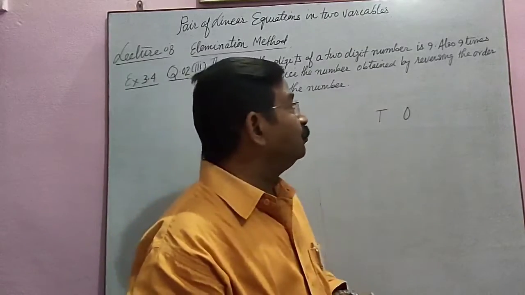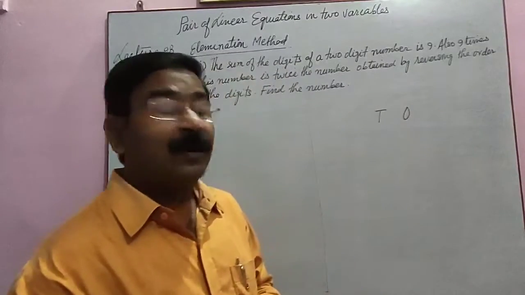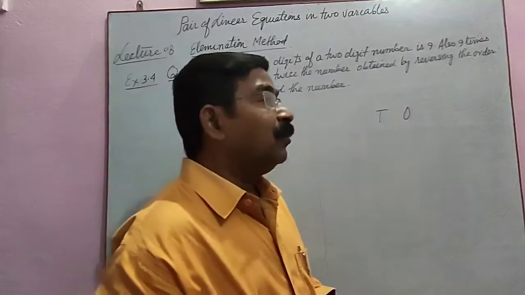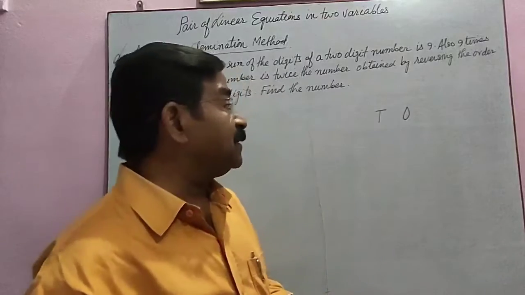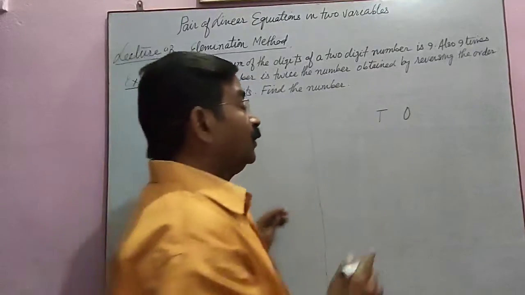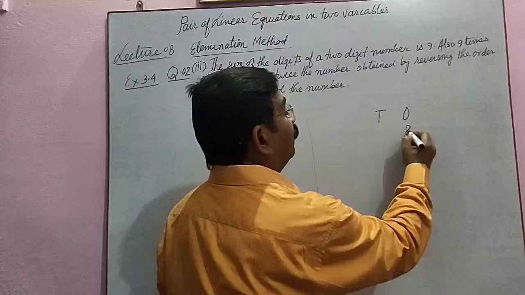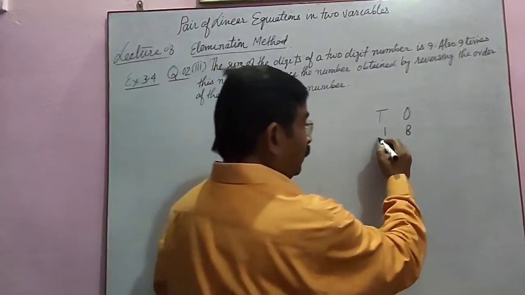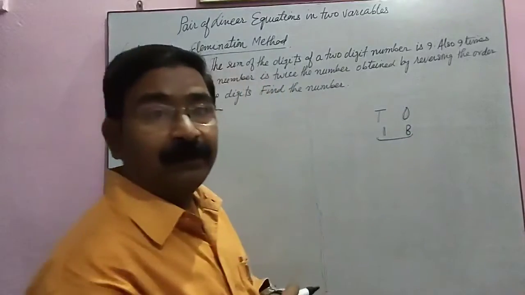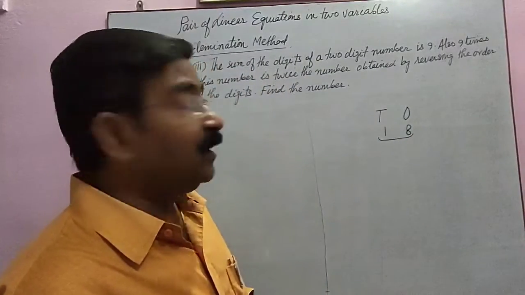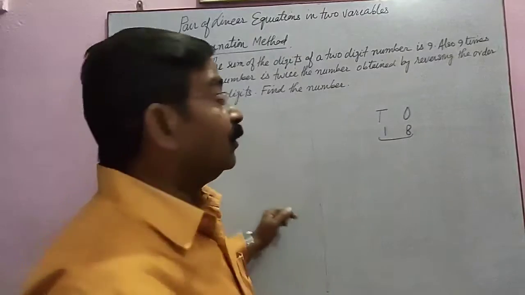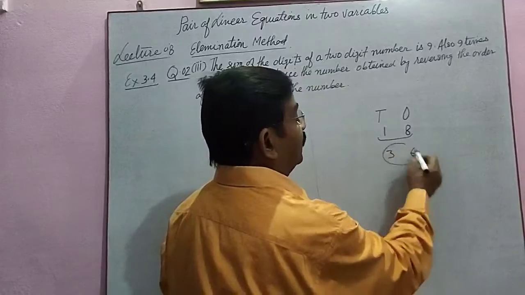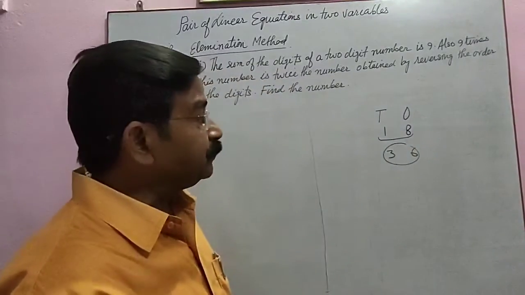Suppose I am telling you, if a number has 8 at ones place and 1 at tens place, then what is the number? 18. Or suppose I tell you a number has 6 at ones place and 3 at tens place, the number is 36. How does the number become that?